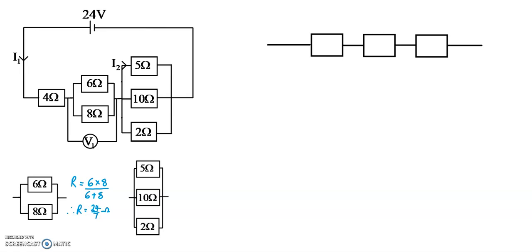Now I'm going to look at the 3 resistors in parallel. Because there are 3 resistors in parallel, the product over sum equation cannot be used. As I've stated just now, that's only for 2 resistors in parallel. So for 3 or more resistors in parallel, this is the equation to use. So 1 over the total resistance equals 1 over R1 plus 1 over R2 plus 1 over R3.